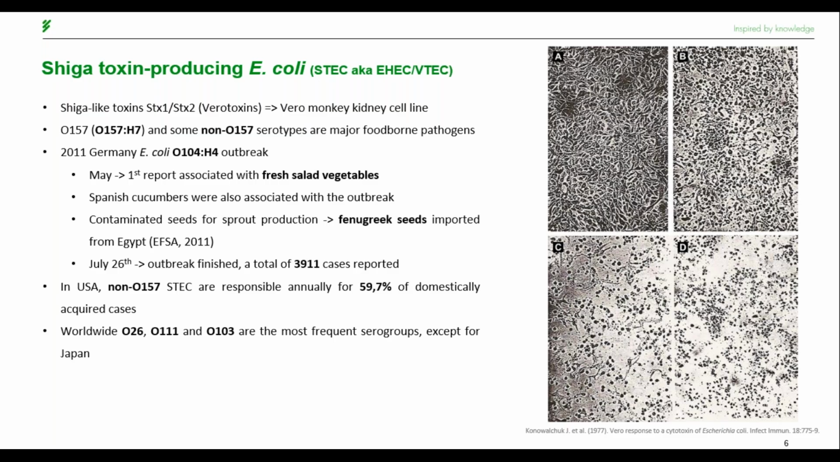Many non-O157 STEC serogroups have been identified, but not all of them have been shown to cause illness. However, in 2011, a new strain of E. coli bacteria, O104:H4, caused a serious outbreak of foodborne illness in Germany. From an initial case control study in May, the outbreak was associated with the consumption of fresh salad vegetables.